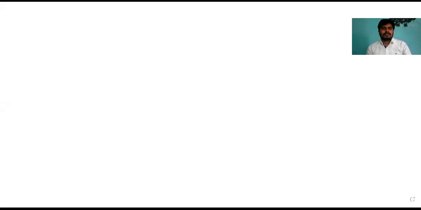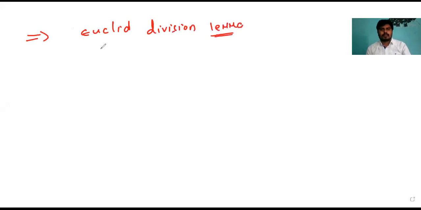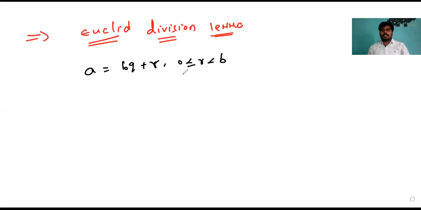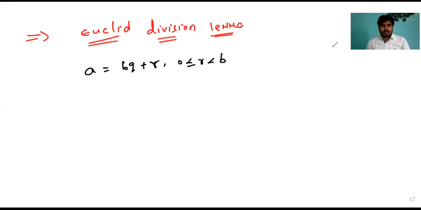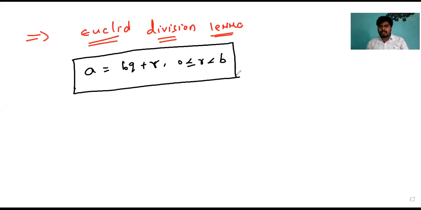What did we discuss now? Euclid division lemma we discussed, right? What is that lemma? A is equal to BQ plus R, where 0 is less than or equal to R, and R is less than B. That is the Euclid division lemma, right? We use the Euclid division lemma to find the HCF, right?